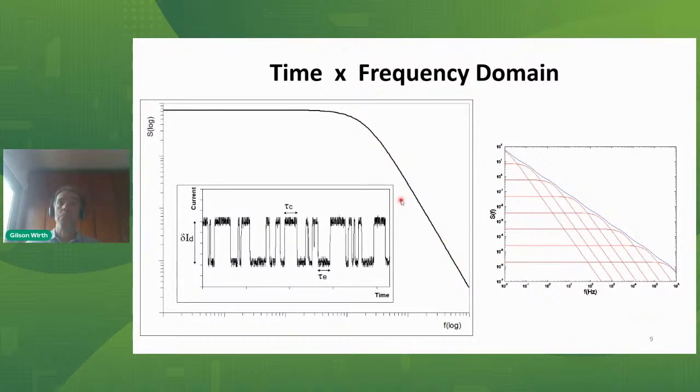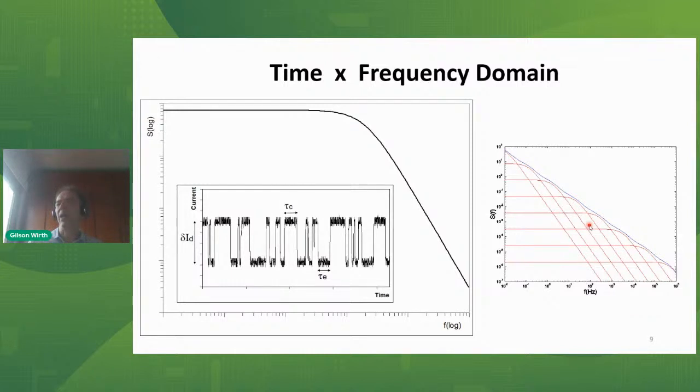And if you have many traps with different corner frequencies, and these corner frequencies are uniformly distributed in the log scale, so I have the frequency in the log scale. Let's start from here: I have a corner at a given frequency, at a frequency 10 times higher another corner, at another frequency again 10 times higher another corner, and so on. So I have traps whose characteristic time constants, related to the capture and emission time constants, are uniformly distributed in the log scale. And if you sum the different Lorentzians, you get 1/f. So the contribution of different traps with time constants uniformly distributed in a log scale yields 1/f noise.